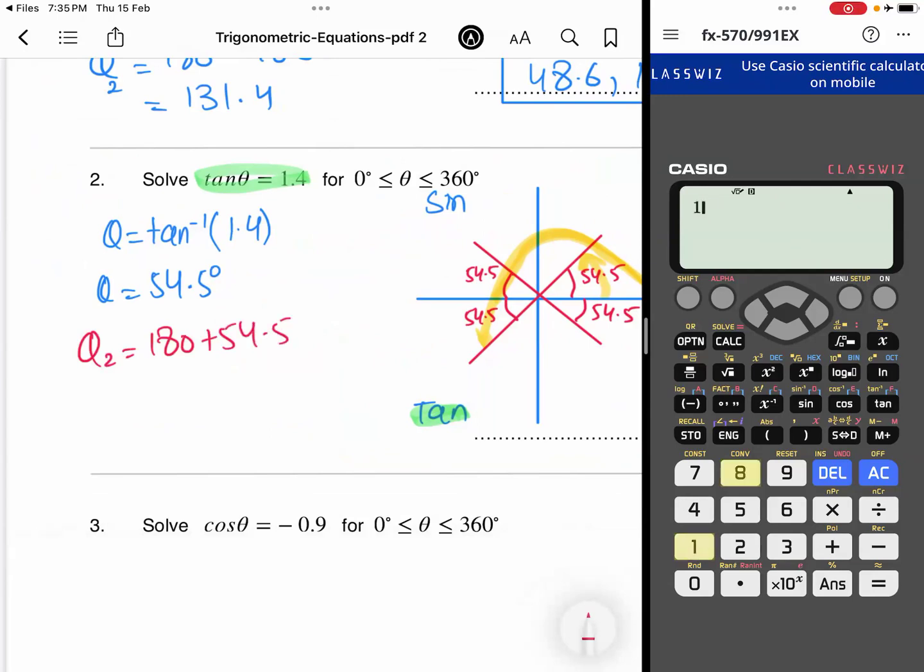Let's check. 180 plus 54.5. This is 234.5. Now you can check the answer, beta. Rehan, if I punch tangent 54.5, bracket close, equals, see, I got 1.4. Yes or no? Yes, sir. Okay, if I punch tangent 234.5, I will get the same answer. Yes or no? So that's how we can find out two angles.